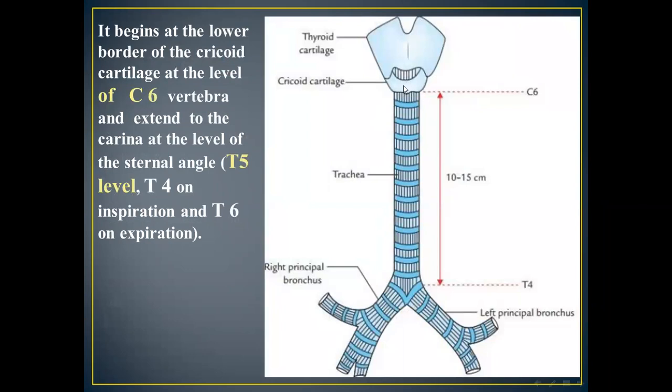The trachea begins at the lower border of the cricoid cartilage at the level of C6 vertebra. This is the cricoid cartilage at C6 level, and it extends to the level of the carina at the level of the sternal angle. This is the sternal angle and the level of the carina, which lies at T5 level, T4 on inspiration and T6 on expiration. So it extends from C6 till T5.